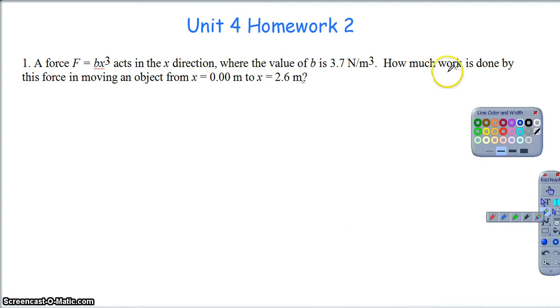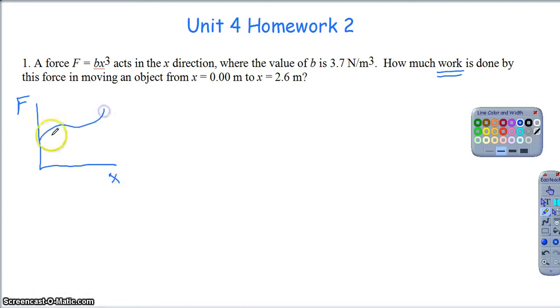Well, again, what I want you to be comfortable with on this one, when you see the work that we're looking for here, and you've got a function representing the force, I want you to think graphically at first, right? Graphically, if I was doing force versus displacement, the work would be the area underneath the curve, right? And the reason that's significant is, again, the area underneath the curve is the integral of this function, right?